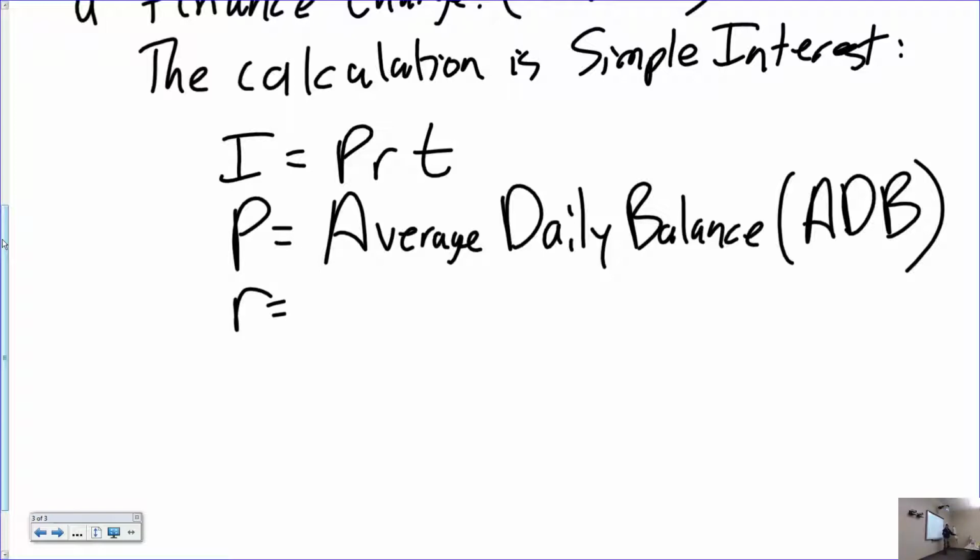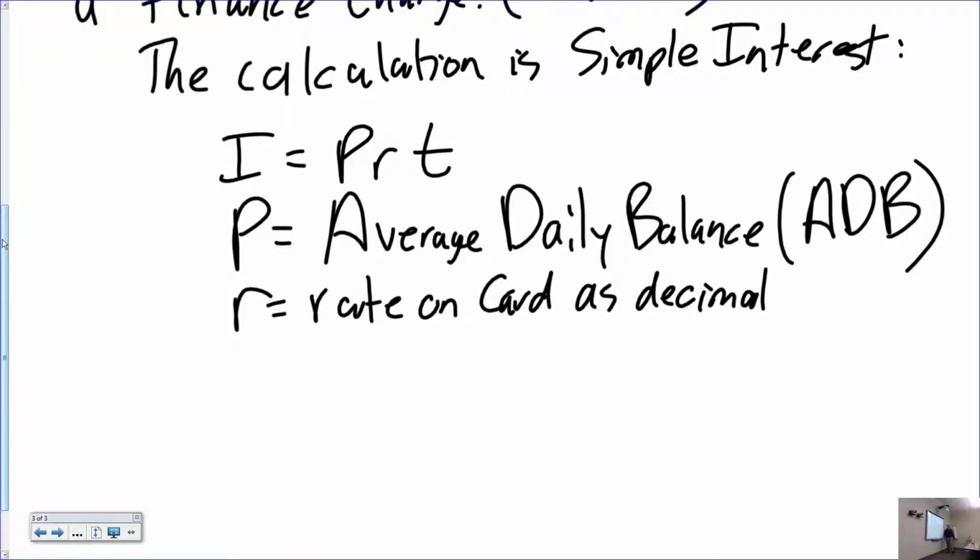Guess what R is? Yeah, it's the rate on the card, right? Rate on the card. And guess, since it's a rate, what do you have to do with the rate? Convert it to a decimal, just like always. Just like all the things we did back in Chapter 10 with I equals PRT, they still apply.